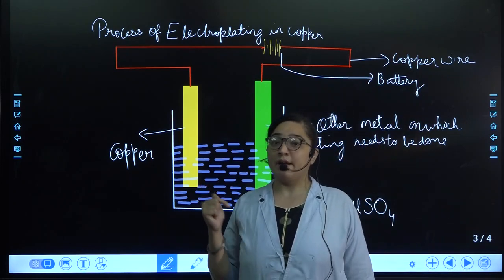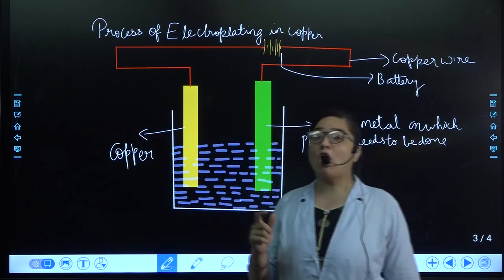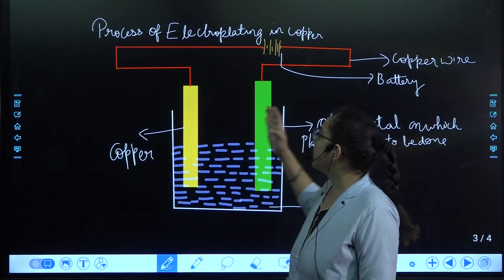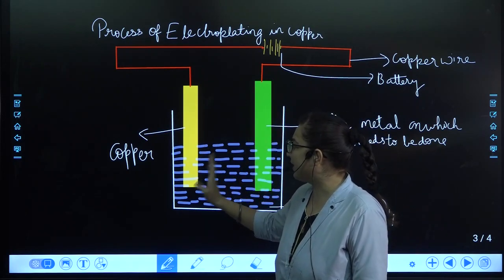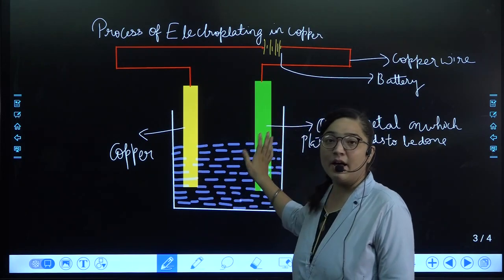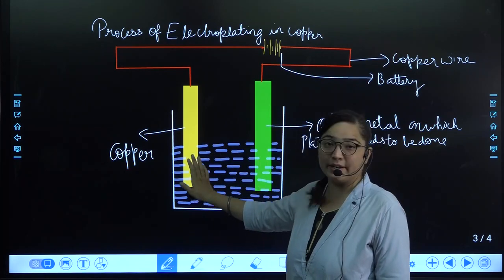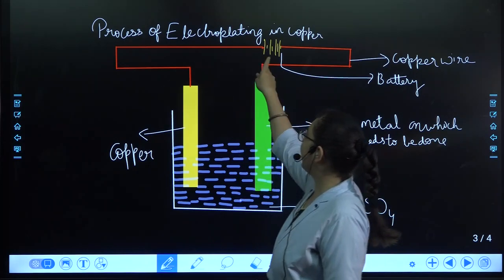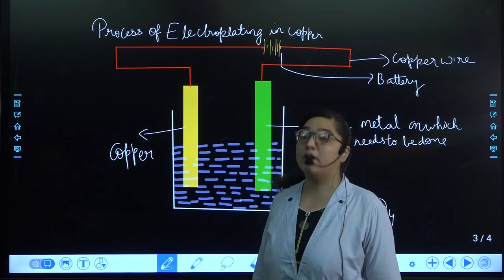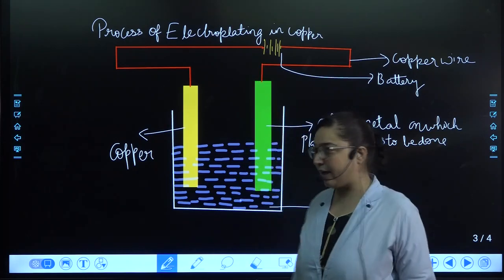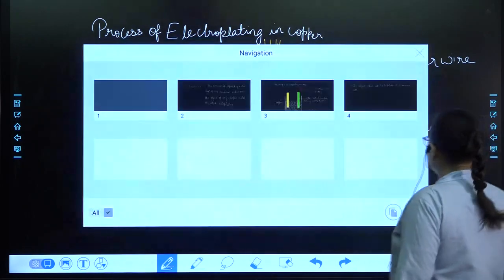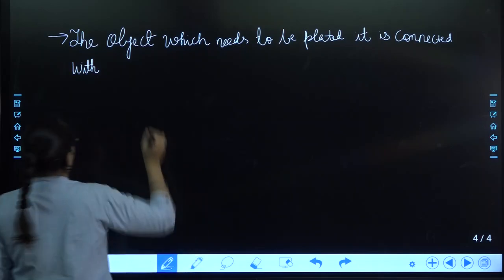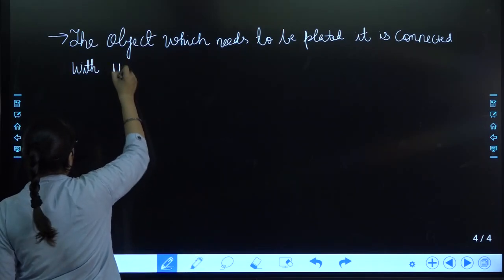So, here the object on which plating needs to be done. Suppose the object on which plating needs to be done is over here and the object which needs to be plated is over here, that is the copper. Now what is copper connected with? The positive terminal. What is the positive terminal called? Anode. So, the object which needs to be plated is connected with the positive terminal of the battery, which is anode.